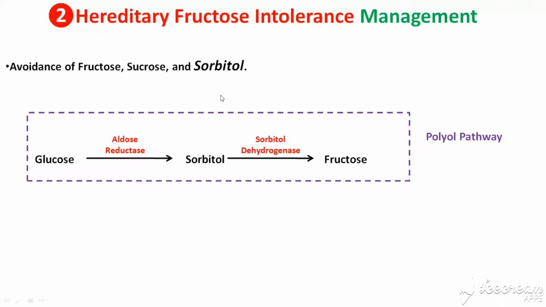Now, why should they avoid sorbitol ingestion? The reason is that we have something called the polyol pathway, and this is an alternative pathway for the metabolism of glucose, in which glucose can be converted into fructose. So when sorbitol is ingested, sorbitol as well can be converted into fructose, and this is going to increase the fructose 1-phosphate that accumulates in the liver, and this is going to accelerate liver damage. So this is why patients with hereditary fructose intolerance should avoid sorbitol as well.